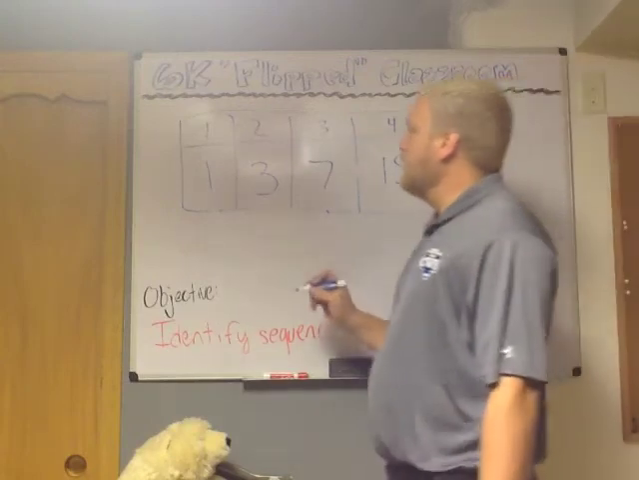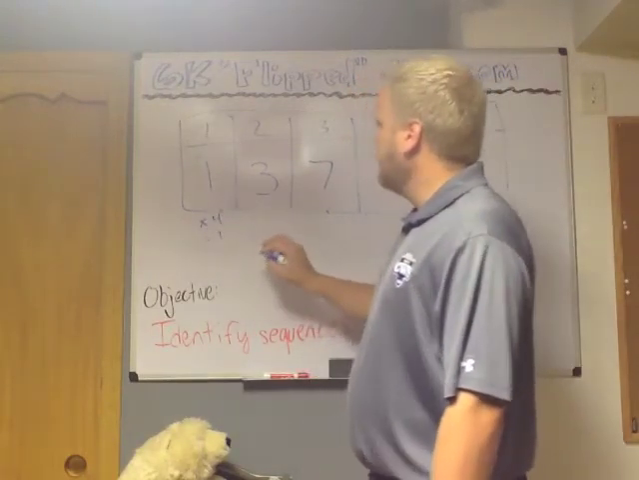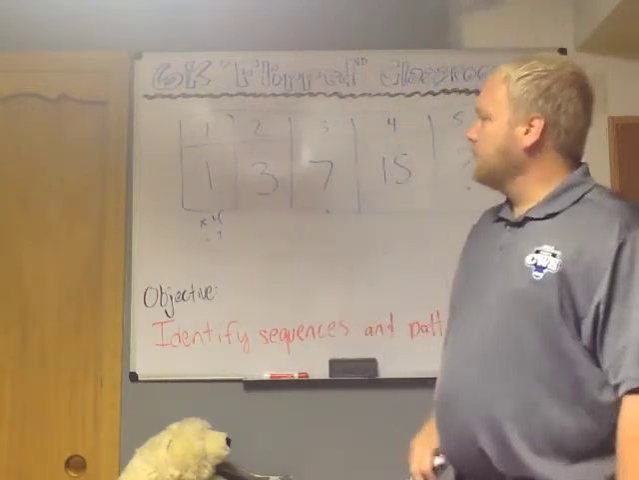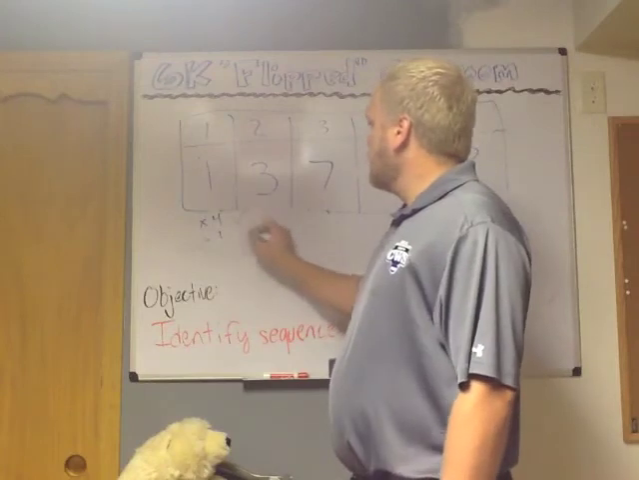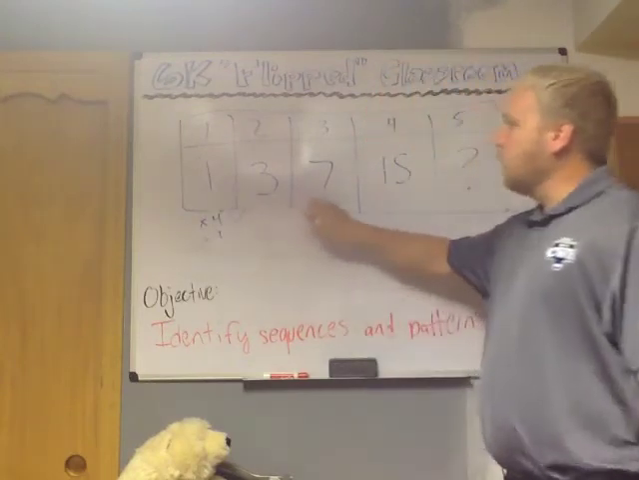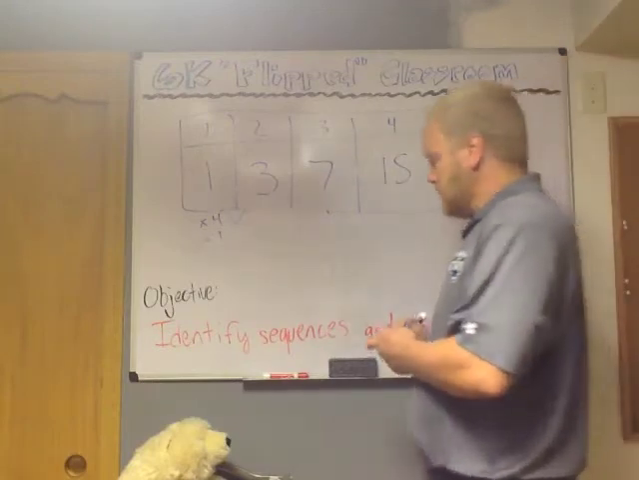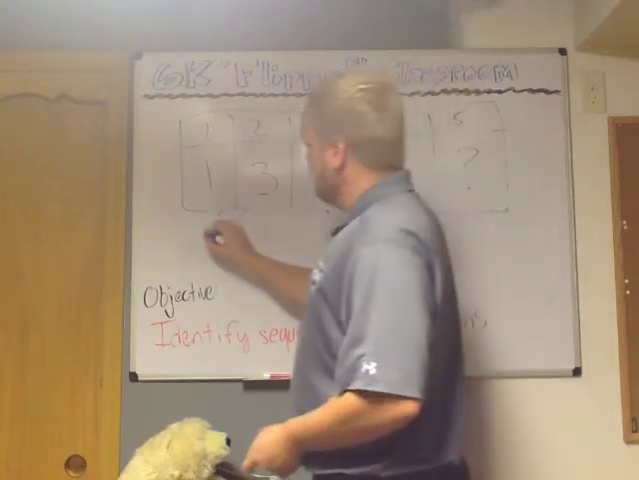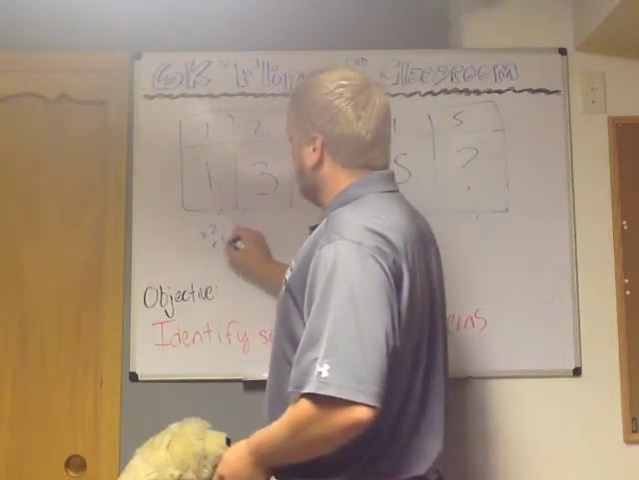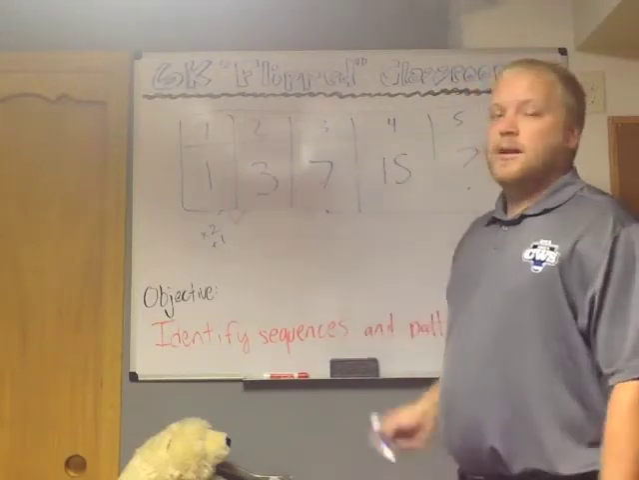So let's try another one. How about if we do it times 4 minus 1. 1 times 4 would be 4, minus 1 would be 3. Let's take 3 times 4. 3 times 4 is 12. Minus 1, that would be 11, so that wouldn't work. What if we did times 2 plus 1? So 1 times 2 is 2. Add 1, that'd be 3, so that works.